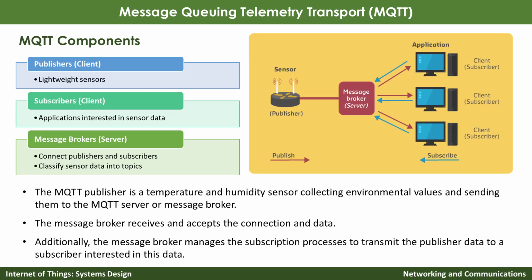MQTT architecture comprises three components: publishers, subscribers, and message brokers. Publishers are clients, the lightweight sensors. Subscribers are also clients who subscribe to a particular type of data, and message brokers are the server. So assume that in an oil rig, you have certain types of sensors sending data to the application, the middleware, or the server.